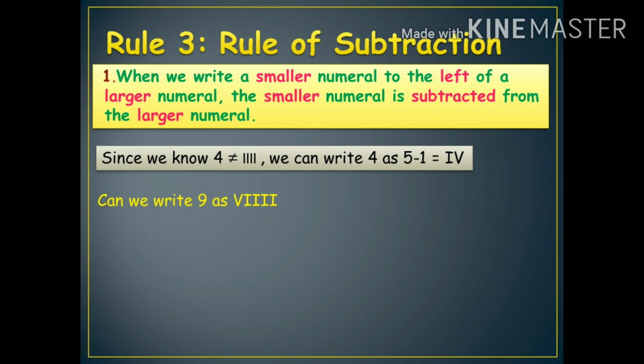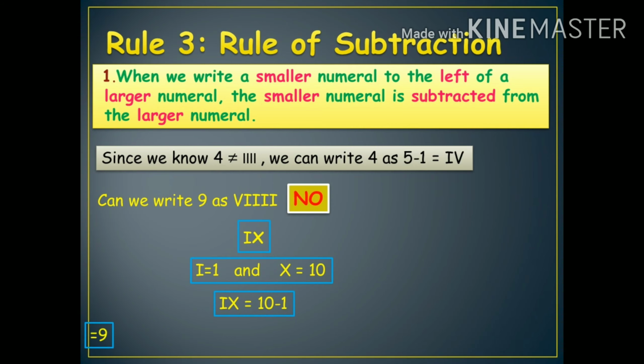Can we write 9 as VIIII? No. We can write it as IX. As I is equal to 1 and X is equal to 10, by placing I to the left of X, we get 10 minus 1, that is 9.